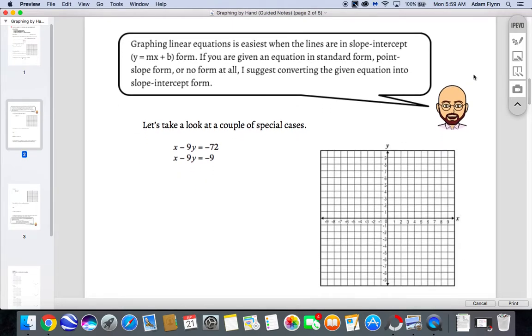Okay, so I have a little note here. Graphing linear equations is easiest when the lines are in slope-intercept, or y equals mx plus b form, such as that last example. If you are given an equation or equations in standard form, point-slope form, or no form at all, I suggest converting the given equation or equations into slope-intercept form. So that'll come in handy for this next example.